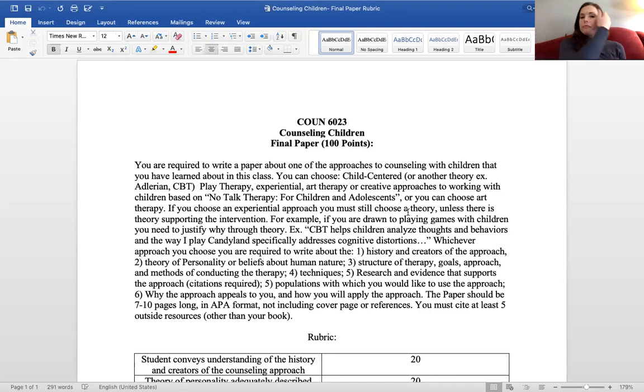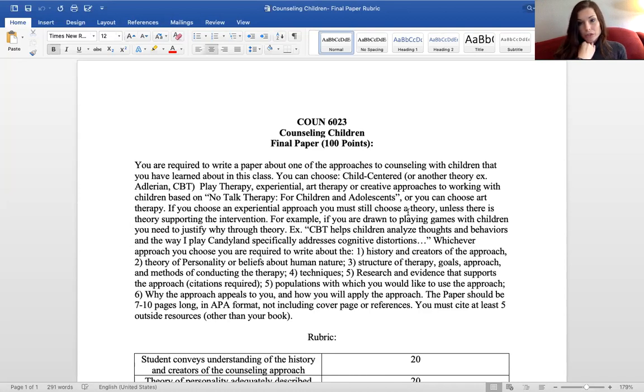So for example, let's say you wanted to play games with children, and you could say that CBT helps children analyze thoughts and behaviors, and that's why I want to use Candyland, Monopoly, etc. to specifically address cognitive distortions. But you would have to also talk about what those distortions are and how you're going to actually address it.